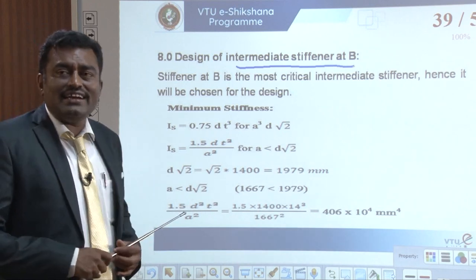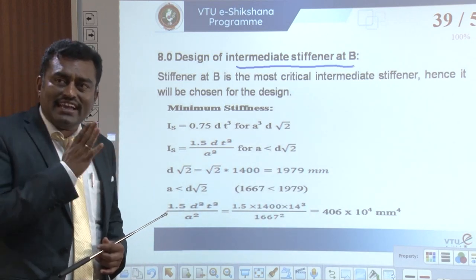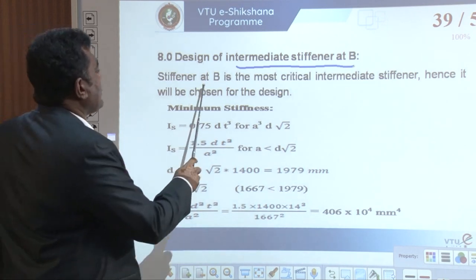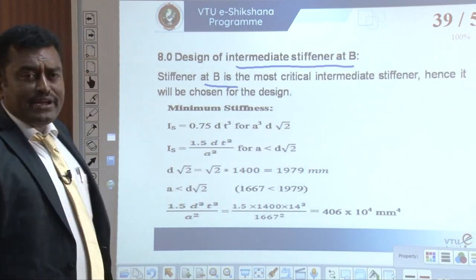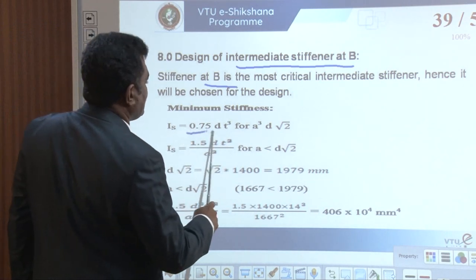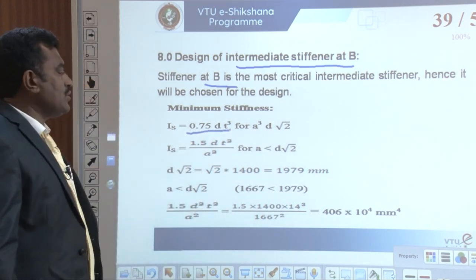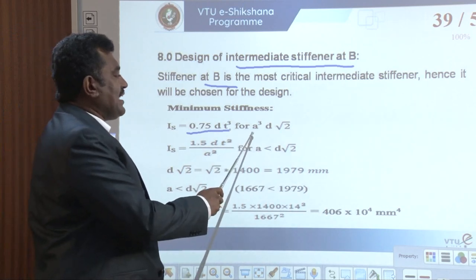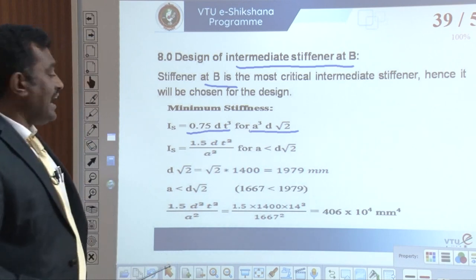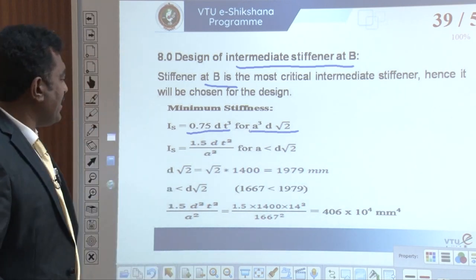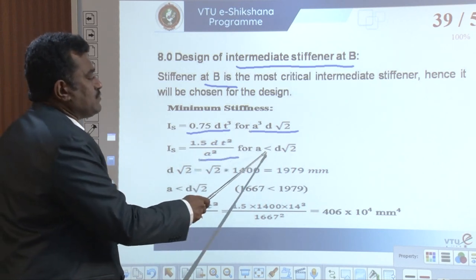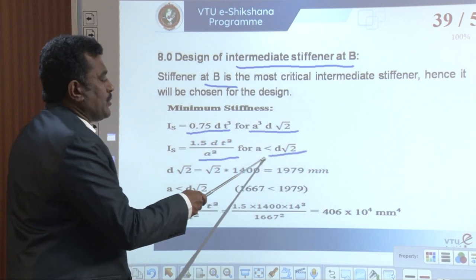In your previous slide, we showed A, B, C, D. In that, A is critical, B is another critical. A, B is the panel. In that, we are taking the intermediate as B. Then the minimum stiffness, that is IS, is equal to this relation: 0.7 D T cubed. If IS is equal to 1.5 D T cubed, A cubed for A is smaller than or equal to D into root 2.